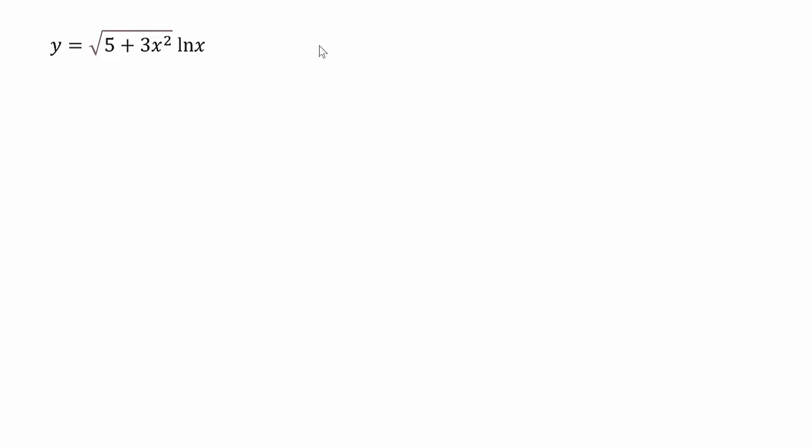Okay, let's look at this one. We do need to rewrite it first. We want to rewrite this radical as a power of 1/2. So (5 + 3x²)^(1/2) times the natural log of x. Hopefully you're seeing here that this is product rule. This is one term and this is one term.